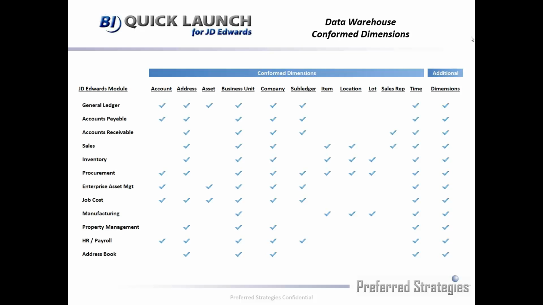As far as modules that we currently support, these are all modules that are supported in our Direct Connect and ODS. As far as the full transformation to the Star Schema data warehouse, we currently have content for general ledger, AP, AR, sales, inventory, procurement, enterprise asset management, job cost, and address book. We're currently working on manufacturing, property management, and HR payroll. Those are the open modules for our next deliverable for the warehouse, but all the other ones I just mentioned we currently have available.